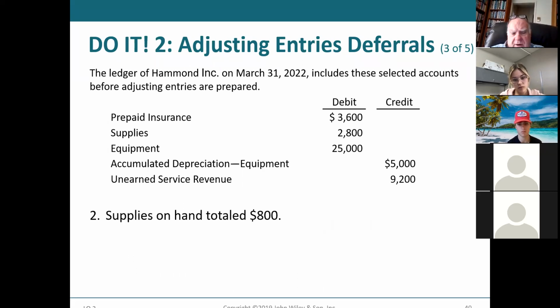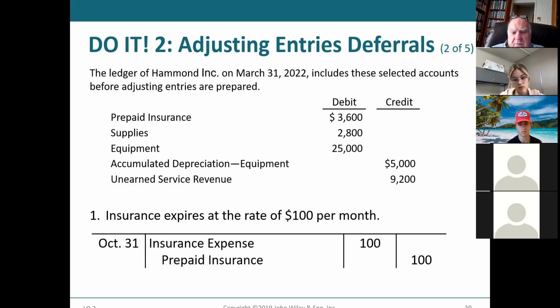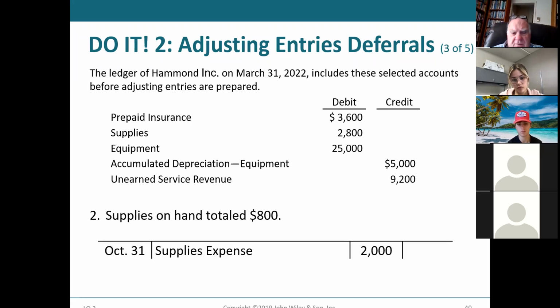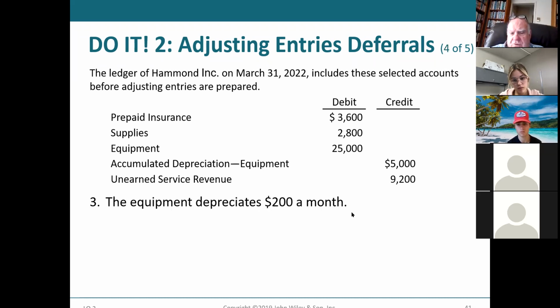Insurance expires at the rate of $100 per month. That shouldn't be too hard. You debit insurance expense and you credit the prepaid insurance. These prepaid assets have to be reduced every month as we use them, right? Supplies on hand totaled 800. Again, we have to take the balance down from 2,800 to 800. We do that with this journal entry here.